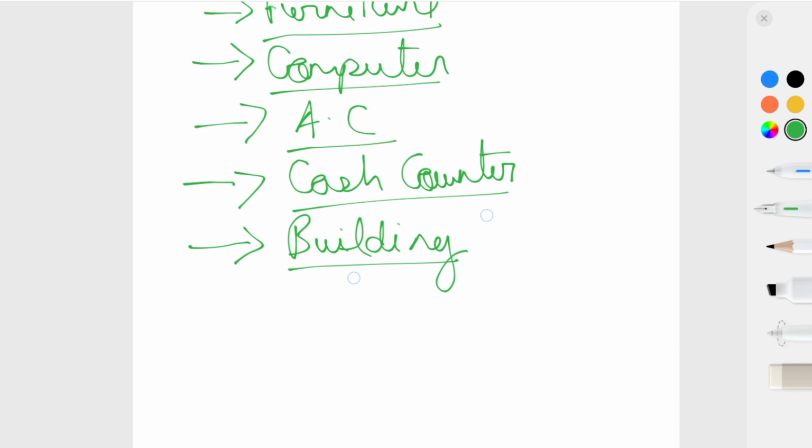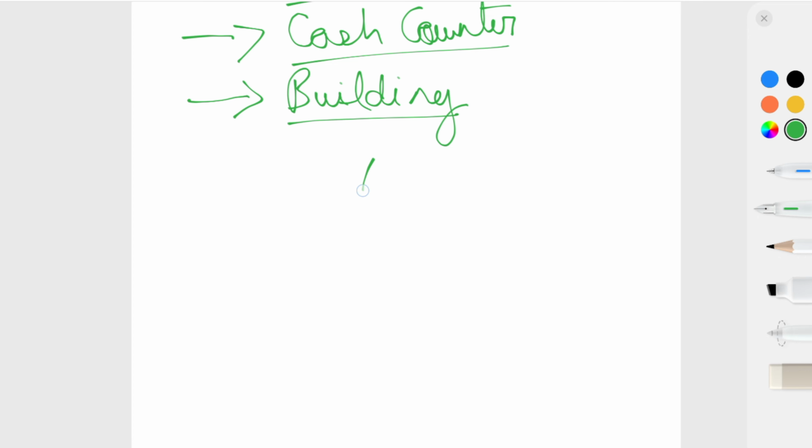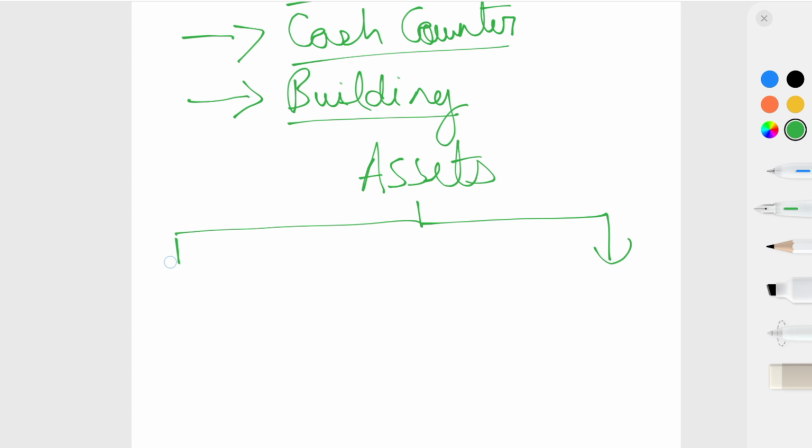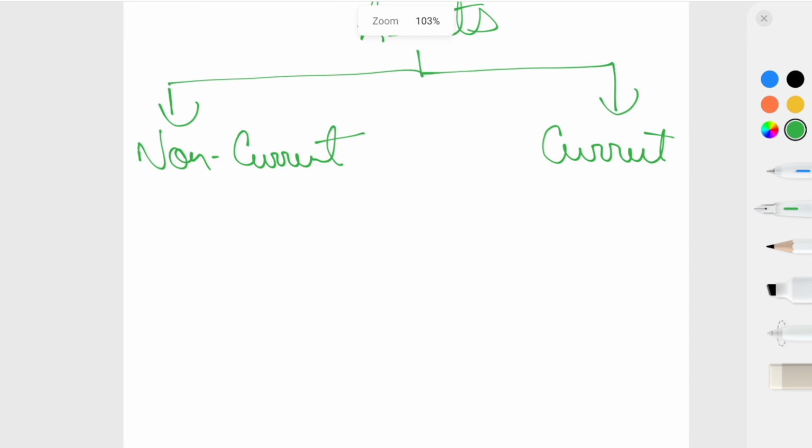So sir, do these assets have any types? Yes, these assets do have types, that are basically two types known as non-current and current. Non-current is also known by the name fixed assets, right? So what are the definitions of these assets? It's very simple, and these are layman definitions. You can easily learn them while understanding, right?